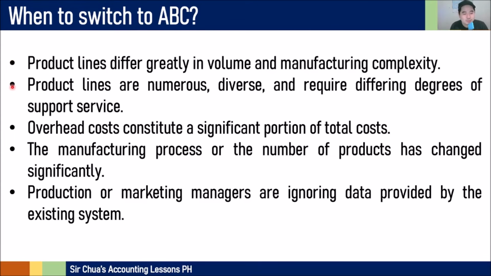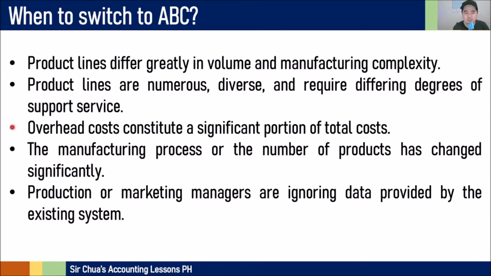You should also switch to ABC if you not only have numerous product lines, but they are diverse and they require differing degrees of support service. And that's what we are talking about. If they are requiring different degrees of support service, it will be unfair if you will just be applying the same peanut butter overhead for all of them, because they use different levels of resources. Okay? Overhead costs constitute a significant portion of total cost.